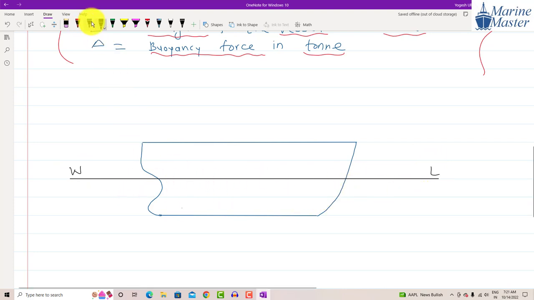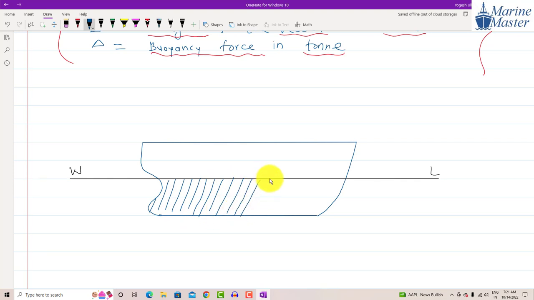Now what is the meaning of this portion that I am going to hatch? This portion denotes the water displaced. Earlier in this portion, water was there. Now the place of water is taken by the ship. So from that portion the ship or vessel has displaced the water.